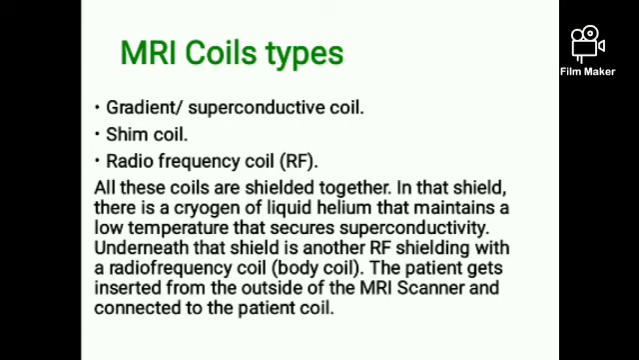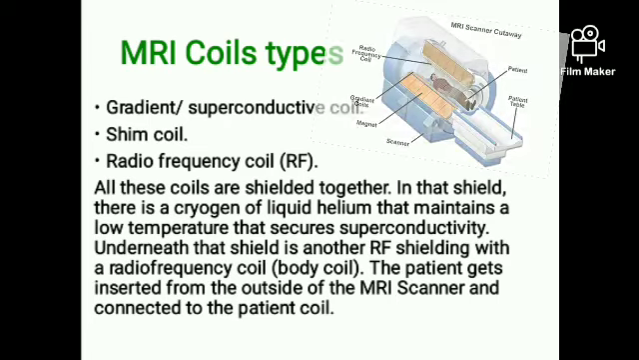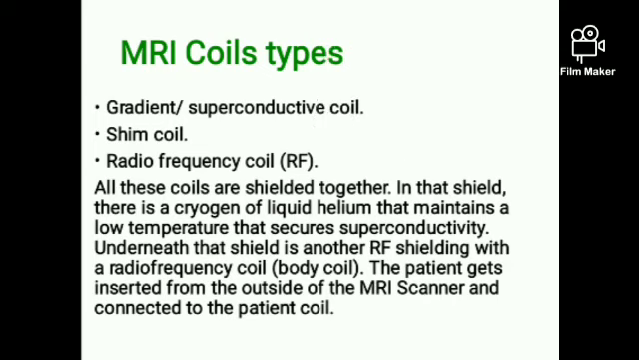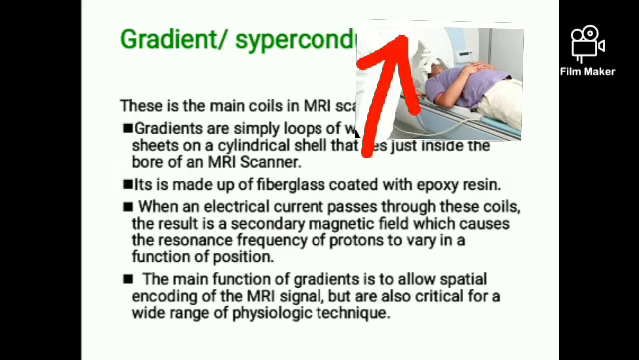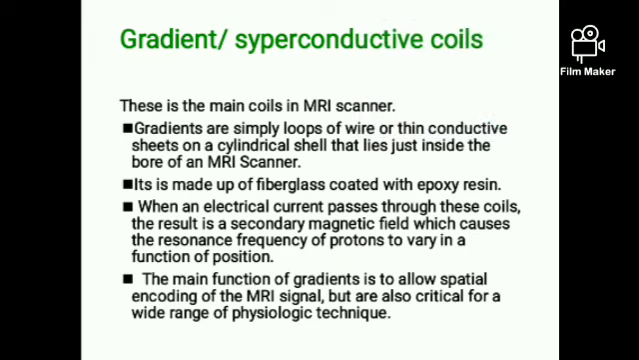The patient will be going inside the bore of the magnet scanner, so then only will it transmit and receive the signal. If you place the coil outside the patient and just switch on the machine, nothing will happen. So to get the signal, you have to place the coil, and that coil should go inside the bore of the magnet. Next we'll move to the gradient type of coil, also called a superconductive coil, and they are of three types.